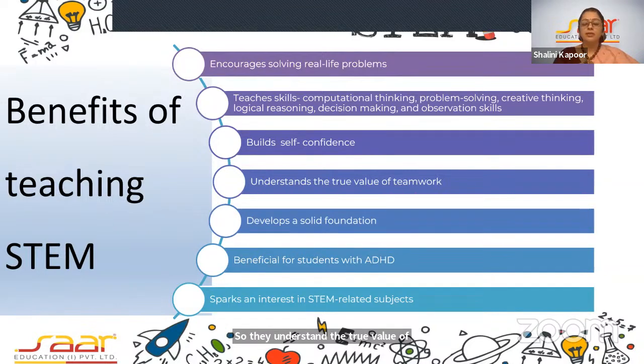It sparks an interest in the STEM related subjects, and children are able to build on their science and math skills by engaging in STEM processes again and again. It has also been found by studies that engaging in STEM processes is beneficial for students with ADHD.